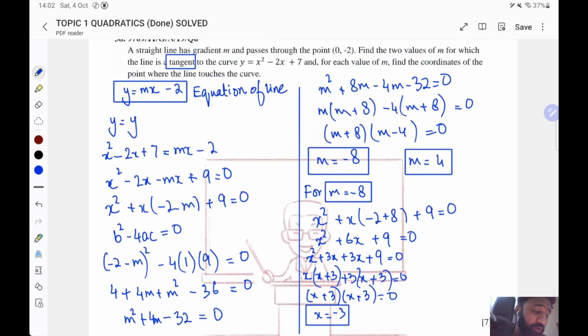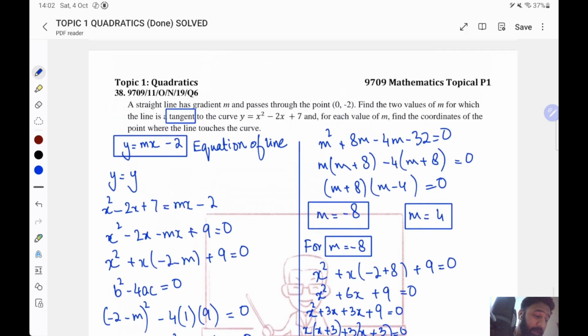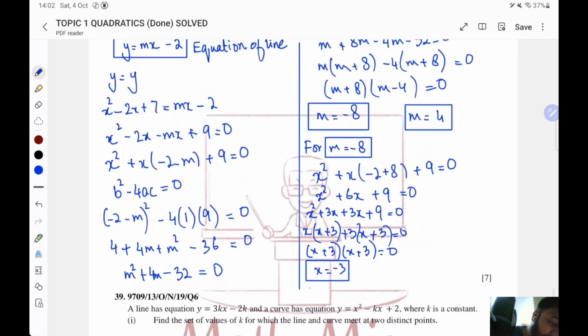Now we'll substitute this value of x and m into the equation of the line, which is right there. y equals, the value of m is minus 8, times minus 3, minus 2. So it's 24 minus 2, which is 22. So this is the coordinate of one point. Now we'll find out the coordinate of another point.